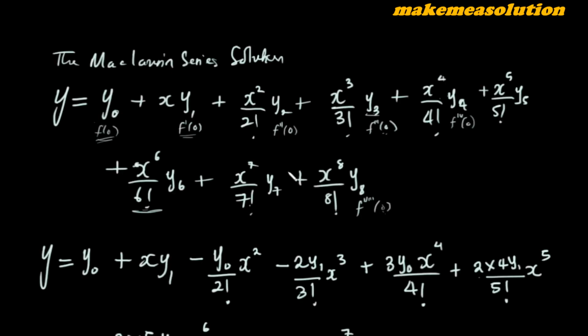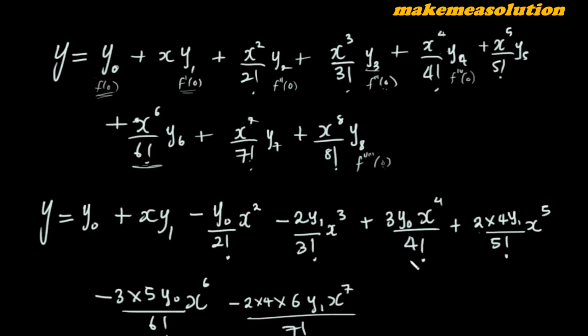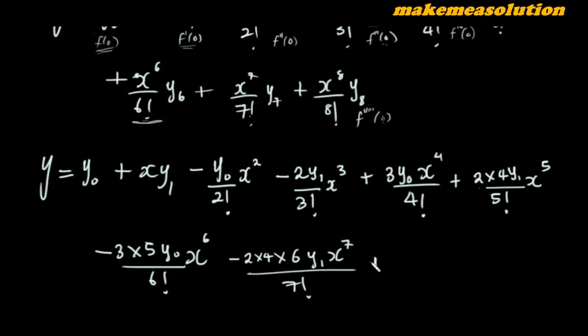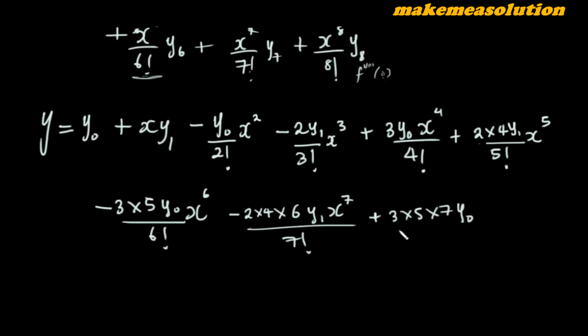So what is our y8? Our y8 is actually 3 times 5 times 7 y0, as you can see, then all over 8 factorial, since we're in the term having to do with x raised to the power of 8. Then it goes on plus dot dot dot.